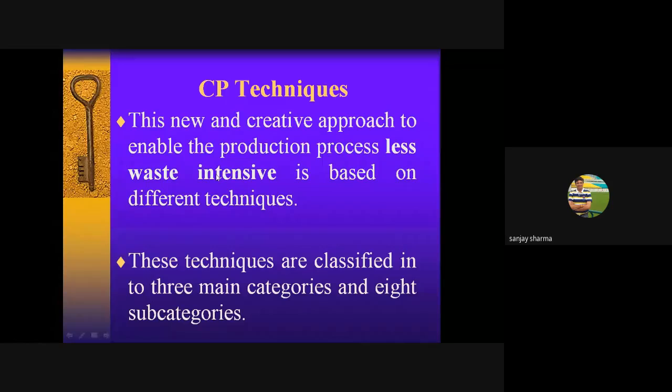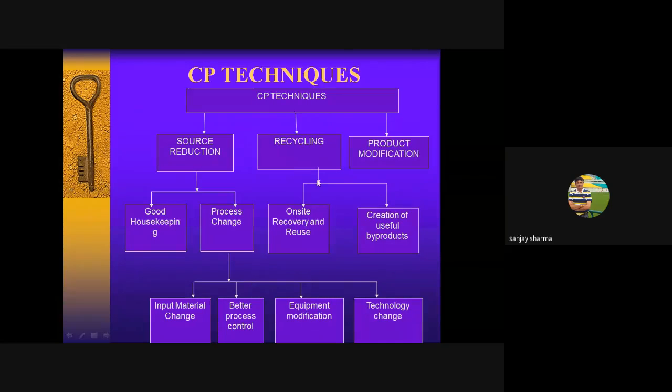So basically, we have to think of this as a new and creative approach to make the production process less waste intensive, and it is based on different techniques. These techniques can be classified into various categories: first is source reduction, second is recycling, and then product modification. In source reduction, simple good housekeeping or process change may lead to better pollution control. In process changes, you may think of changing your input material, having better process control, equipment modification, and technology changes.